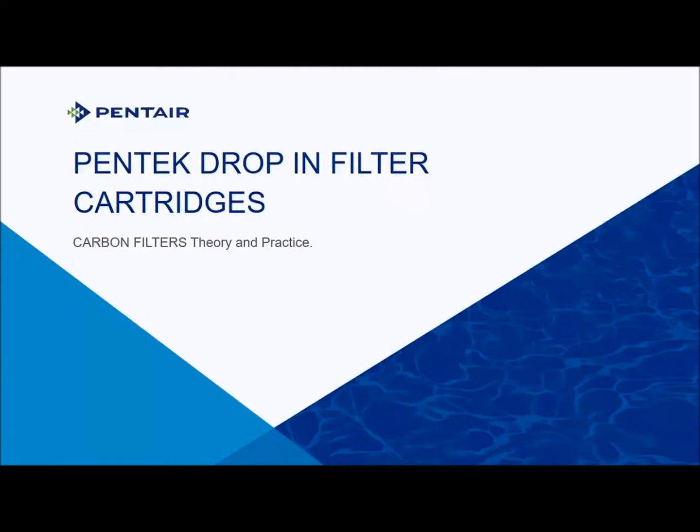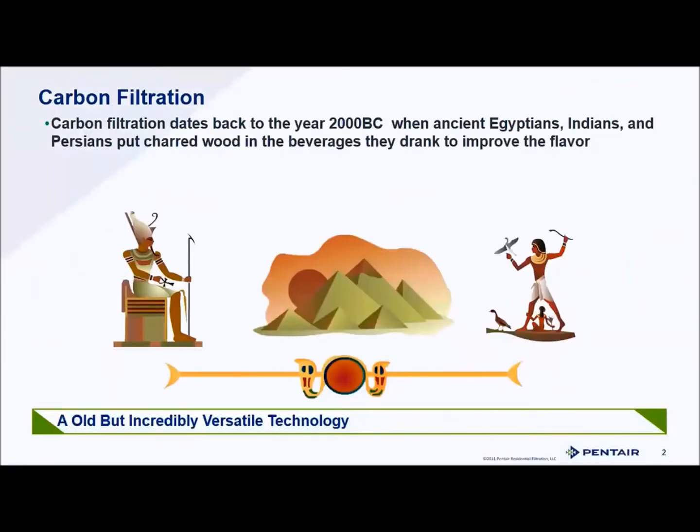That requires us to start off discussing a little bit of the ingredients that go into a cartridge. Carbon filtration is a very, very old technology, even before we really understood what it does. Ancient Egyptians, Indians, and Persians placed charred wood into their beverages to improve the flavor. Little did they know that they were removing contaminants by doing so. And this wasn't truly activated carbon, it was just charcoal, so only part of it was activated. It's an incredibly old and versatile technology. It's amazing how many modern things we think of are really old technologies we've refined over the years.